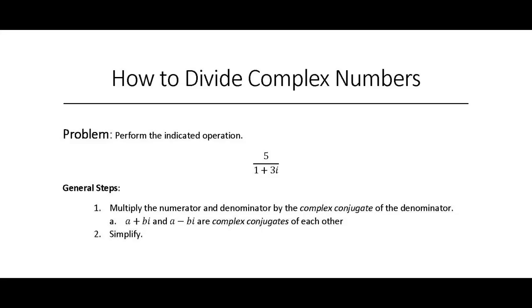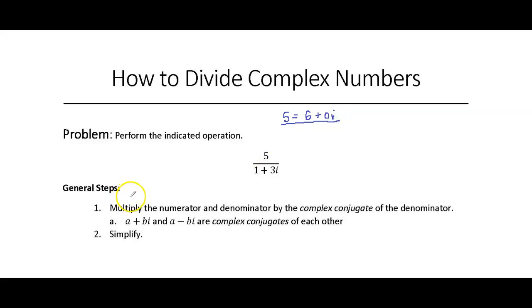How to divide complex numbers. Here we have the complex number 5 divided by the complex number 1 plus 3i. Remember, 5 is a complex number because 5 could be rewritten as 5 plus 0i.